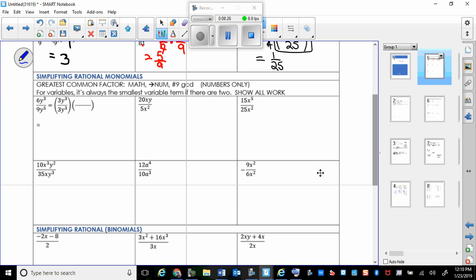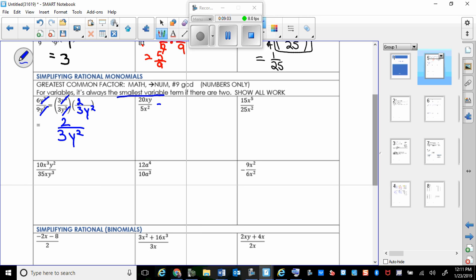Now with your y's, when variables are the same, you always choose the smallest variable term to divide out of the top and the bottom. So let's do our numbers first. 6 divided by 3 is 2. Y cubed divided by y cubed is just 0, so there's no y there. 9 divided by 3 is 3. Y to the 5th minus y cubed is y squared. And there's the simplified version of this fraction: 2 over 3y squared.